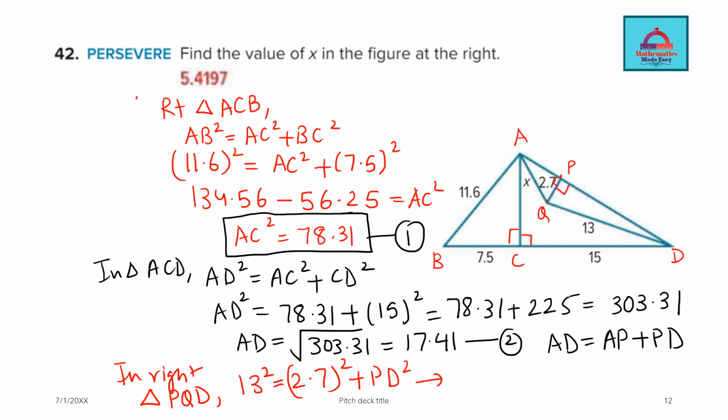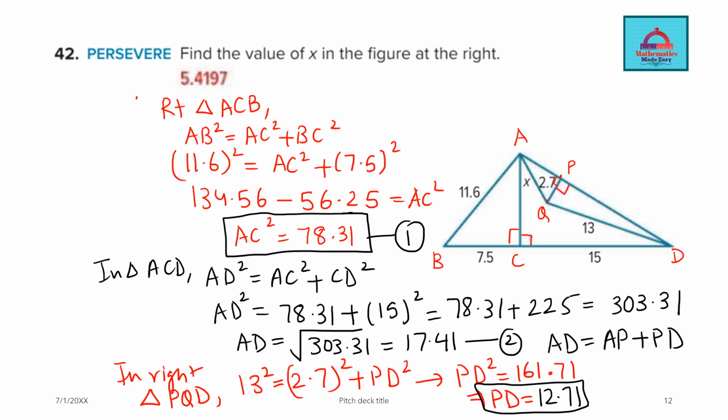So from here you can get the value of PD square. PD square is going to be, on simplification, 161.71, or PD is going to be its square root. I will directly write the square root here now because I have less space. So PD is 12.7.